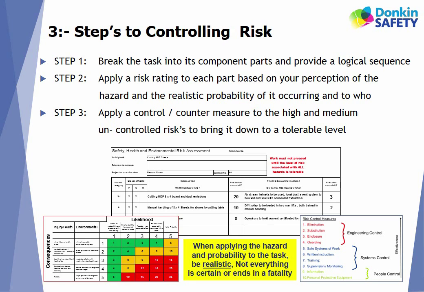The practical application of risk assessment follows 3 simple steps. Step 1. Identify the work activity or process and break it up into key steps or stages. Step 2. Use the 5x5 risk matrix and apply a rating to each stage. Step 3. For high and medium risk, apply a control measure using the hierarchy of control.